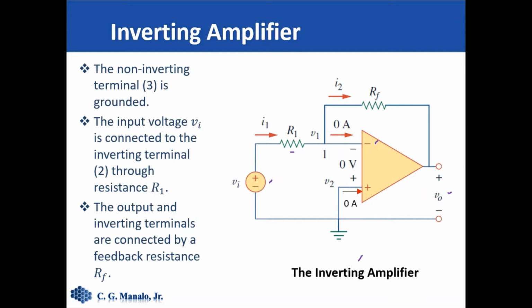This configuration uses negative feedback because the output is connected to the inverting terminal via some resistance R sub F. Take note that the non-inverting terminal is tied to the ground. So since this is an ideal op-amp, that means that V sub 1 must be equal to 0 volts.